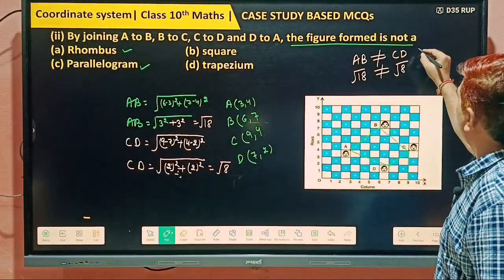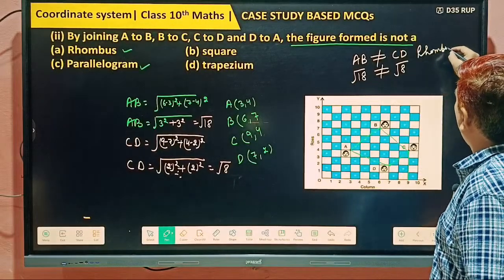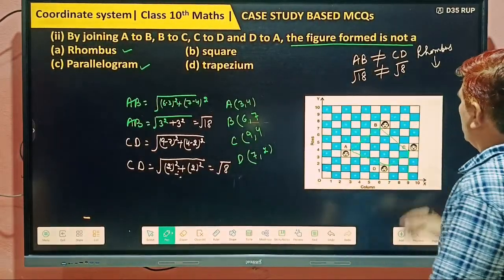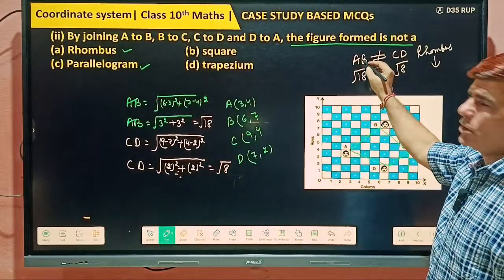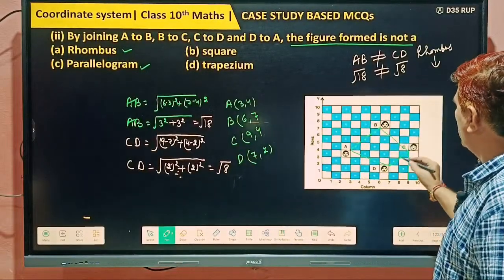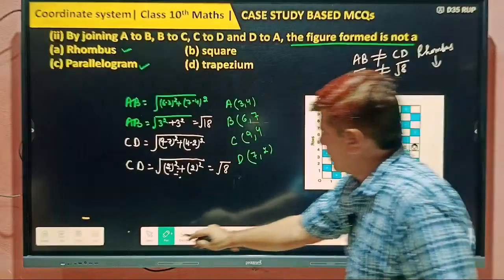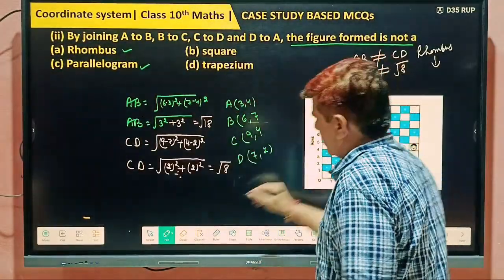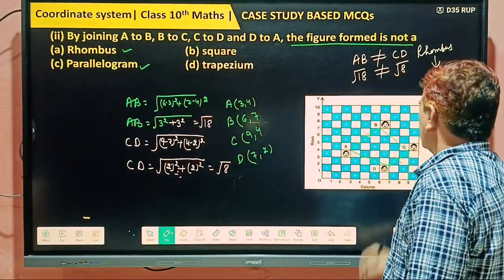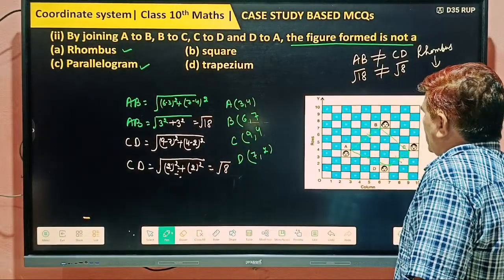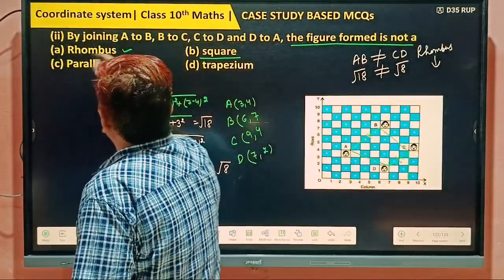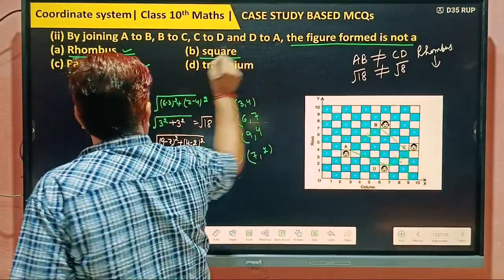Why? In rhombus, all sides are equal, but here AB is not equal to CD. In square, all sides are equal, but AB is not equal to CD. In parallelogram, opposite sides are parallel and equal, but here this side is not equal to this side. Understood? So directly I can say it is not a square, it is not a rhombus, it is not a parallelogram.